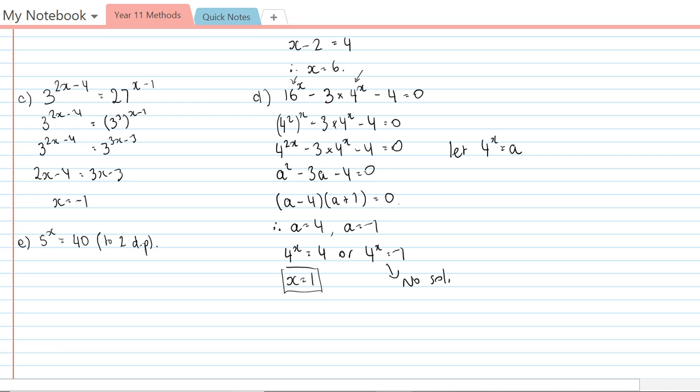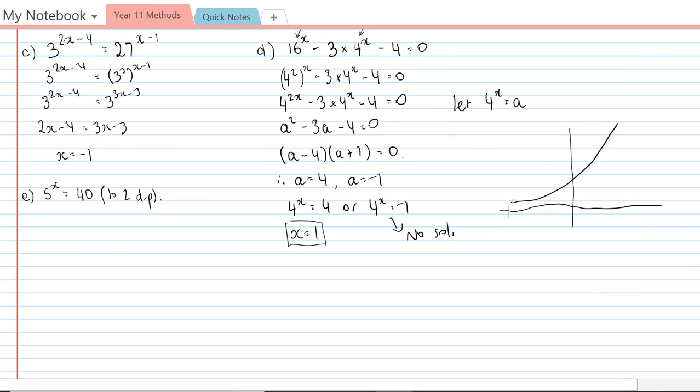And the reason that it has no solution is think about what the graph of 4 to the power of x looks like. I'm going to draw a very rough sketch here, incredibly rough. There it is right there. Okay, it doesn't pass below the x-axis, so it can never reach a value of negative 1. So that's why there's no solution. And so we have our answer, x is equal to 1.